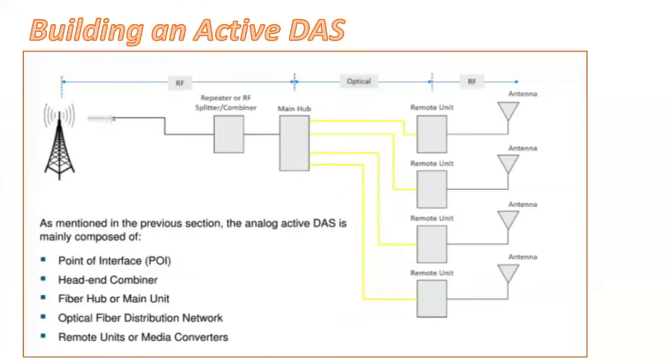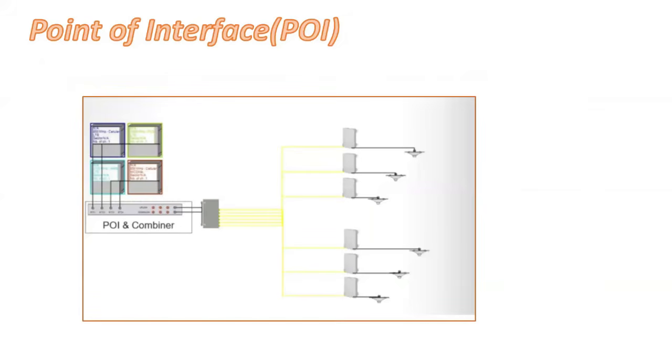This is what we have talked about. So it has various important components, like POI, power interface, head end and combiners, main unit, optical fiber distribution networks, and the remote units or media converters. First is the point of interface. The point of interface is a variable attenuator used to interface the base station signal, and it attenuates it to the level at which the head end can process it. Usually POIs are placed in a rack with a wideband combiner inside the head end. So in IBwave, this can be used to attenuate the signal so that our main unit should not be burned or destroyed, right?